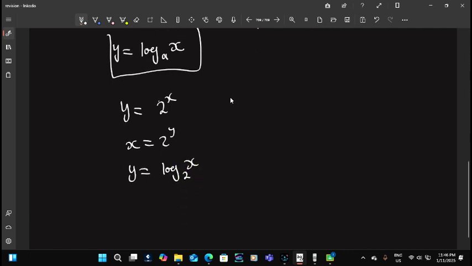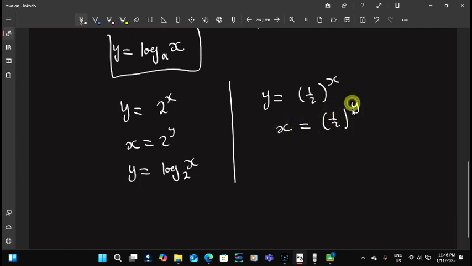Alright, let's try another one. You can try this. What are you going to do? You start by swapping x and y. You say x is equal to 1 over 2 to the y, and then you're going to say y is equal to the log of x base half. That's how we find the inverse of an exponential function. That's what you need to do.